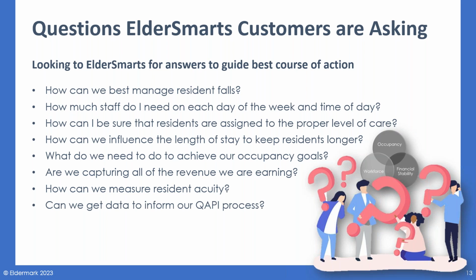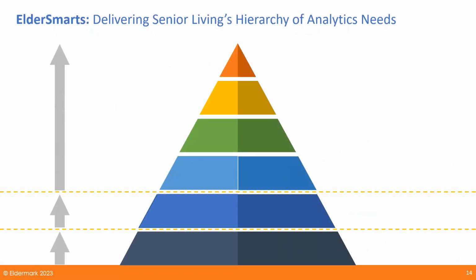And can we get our data to inform our QAPI process? Quality assurance performance improvement is historically somewhat of a skilled nursing process. We are seeing this aptly creep into senior living more and more. And so our customers are interested in monitoring and measuring various quality indicators to help inform their own quality assurance performance improvement processes. And ElderSmarts can deliver a lot of insight into that process.